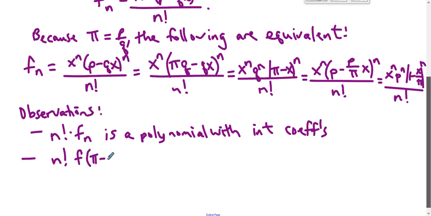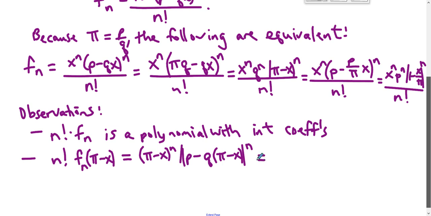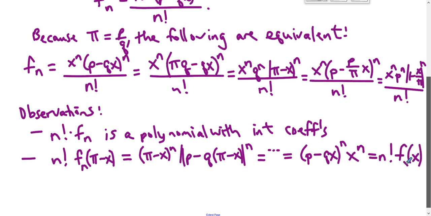Let's look at the numerator if you substitute pi minus x in place of x. Well, if you do that, put a pi minus x where the x is: p minus q times pi minus x, whole thing to the n, right? And a little bit of algebra here, which isn't even too difficult. Eventually, you get to p minus qx to the n times x to the n, and that's the same thing as what's currently in the numerator.